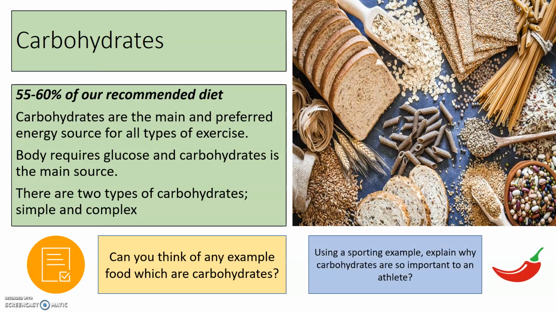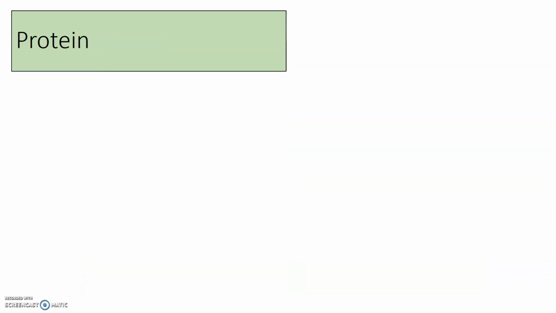Again, pause the video here, and have a think about using a sporting example. Can you explain why carbohydrates are so important to an athlete? Hopefully you come up with an example there. You could have talked about an endurance activity, an invasive sport, for example. The reason we have carbohydrates is that's our main source of energy. It's like the fuel that we put into a car. In order for us to keep going, to keep exercising, to keep active, we need to make sure that we've got those carbohydrates.